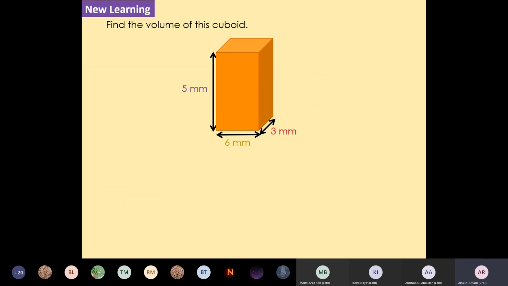So now we're removing the cubes. They just help with the visuals a little bit. So I need to find the volume of this cuboid, and we can do exactly the same thing as before. How many cubes will there be in the front layer? We've got a base of 6 and a height of 5.